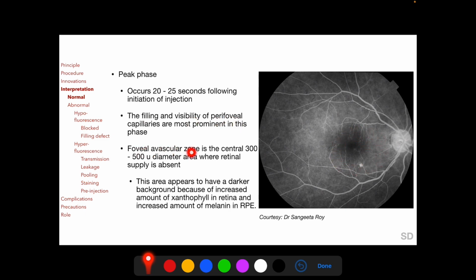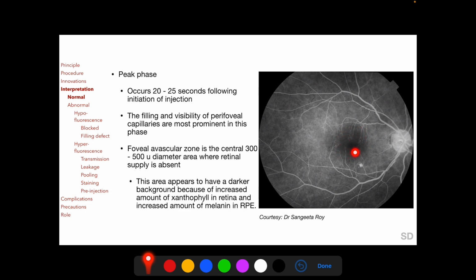The foveal avascular zone is the central 300 to 500 micron diameter area where retinal circulation is absent. So the retinal vessels terminate at the edge of the foveal avascular zone. This is because, as we have discussed in the session on anatomy of neurosensory retina, this area of the retina is composed of only the photoreceptor layer and the outer plexiform layer, which is supplied by choroidal circulation, and the inner layers of retina, which are supplied by the retinal circulation, are absent in this region.